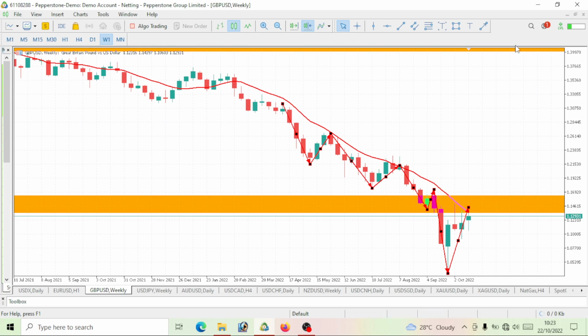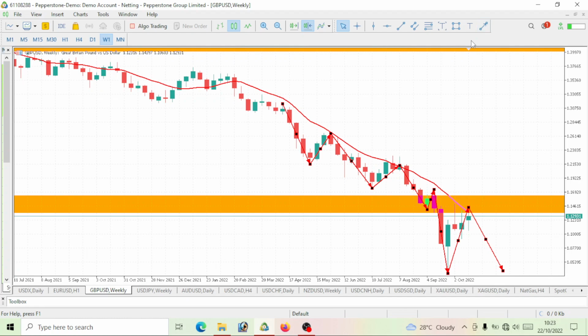So what next do we expect on our GBP USD? Definitely it is a bearish move. Since we've had this correction and the correction has hit our moving average, we should be expecting a bearish move on GBP USD. So GBP USD on the weekly time frame, we are bearish.